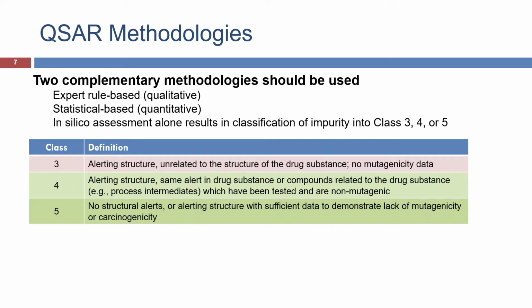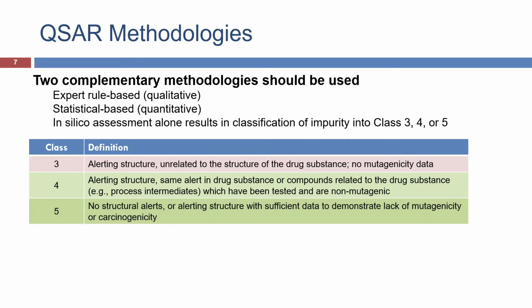A class 3 compound will be one that has an alerting structure that is not related to the drug substance or any other intermediate or known compound with mutagenicity data. A class 4 compound is one that has an alerting structure. However, the same alert is in a drug substance or other compounds related to the drug substance or process intermediates, which have been tested and are non-mutagenic.